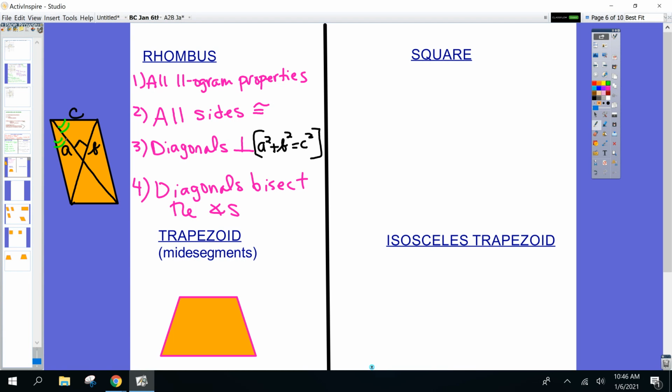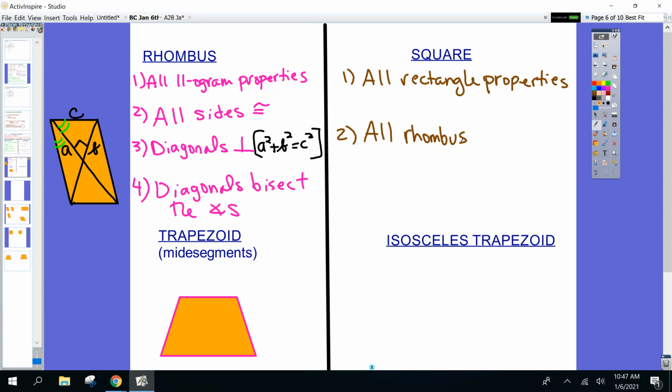All right, here we go. Square. I'll make this easy. All rectangle properties. It's got everything, remember. Which makes it easy to remember, but hard to work with because it's got so many properties. And yes, there will be a square question tomorrow.